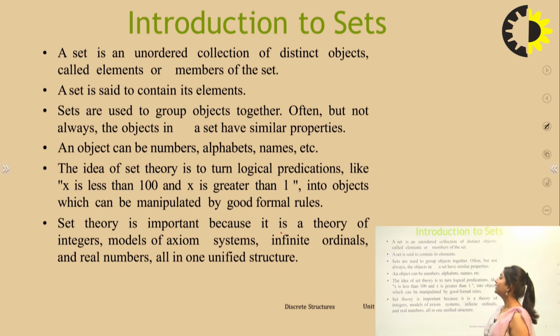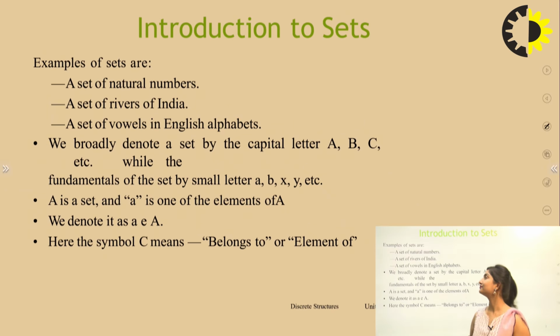Now, an object can be numbers, alphabets, names, etc. The idea of set theory is to turn logical predications like x is less than 100 and x is greater than 1 into objects which can be manipulated by good formal rules. Set theory is important because it's a theory of integers, model of axioms, infinite ordinals and real numbers all in one unified structure. Let's understand it with the help of an example.